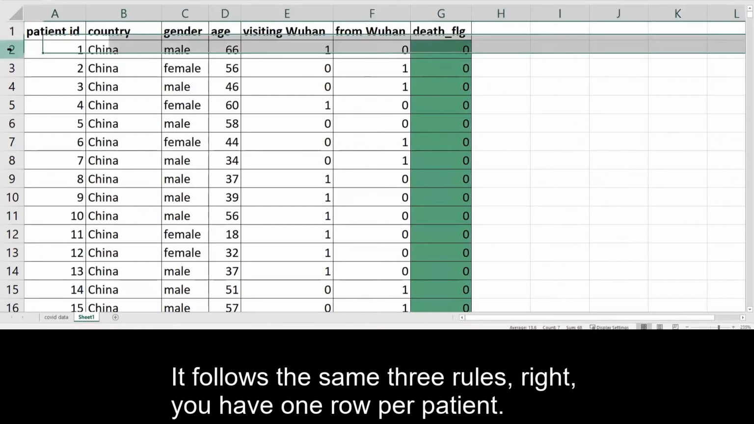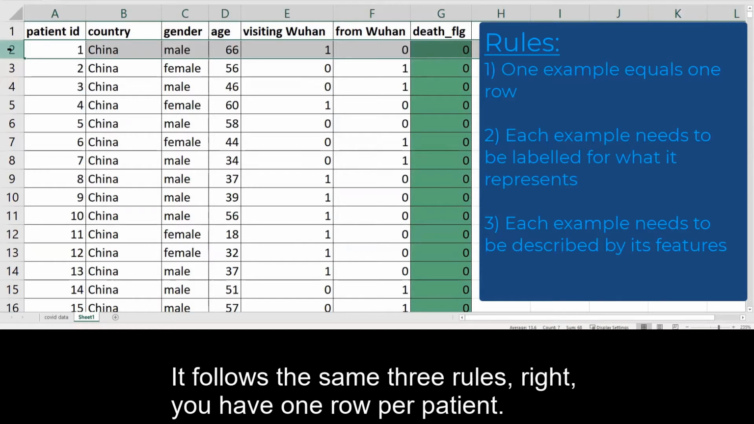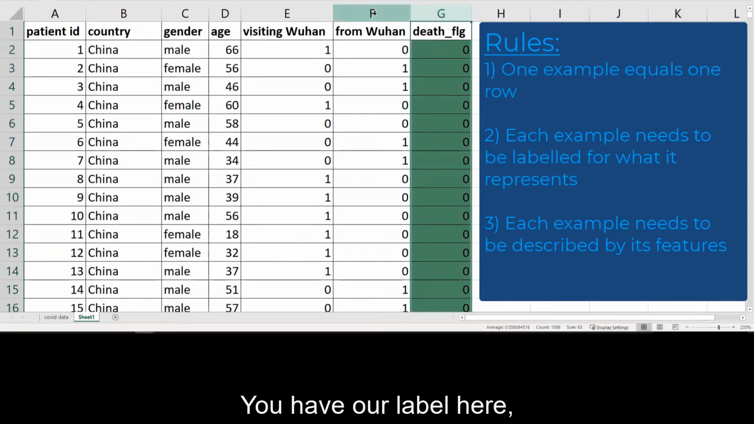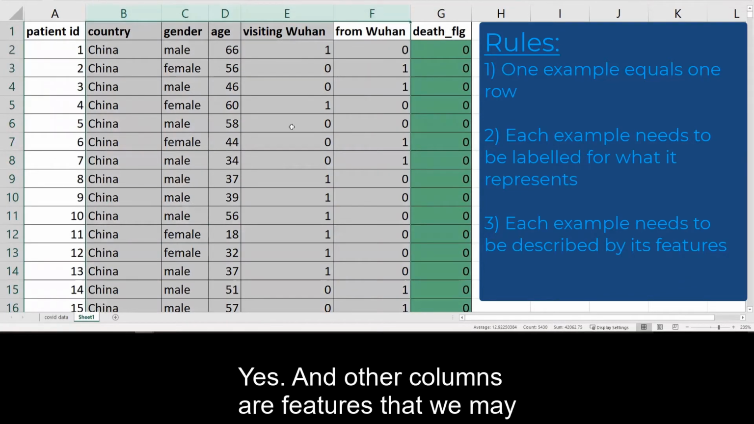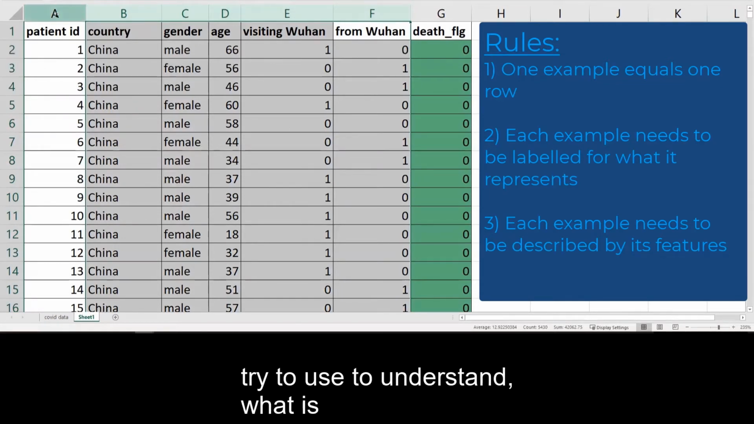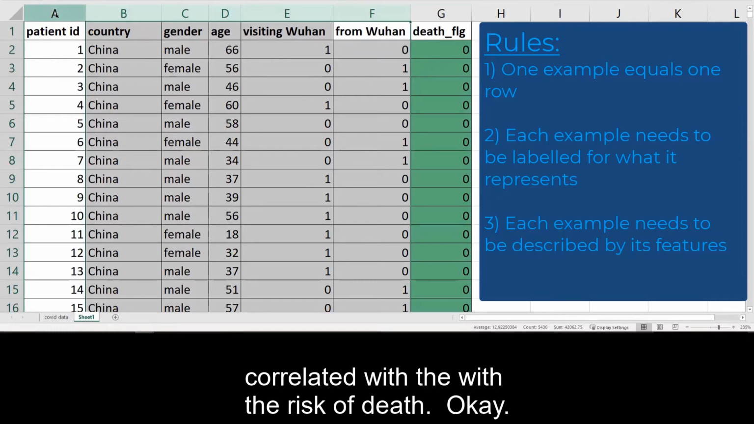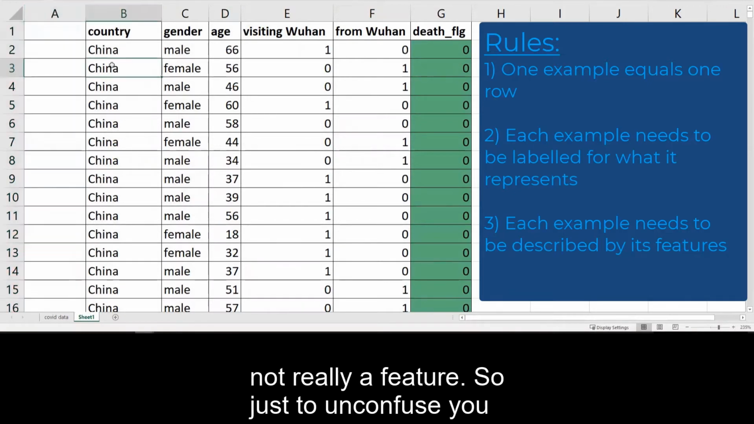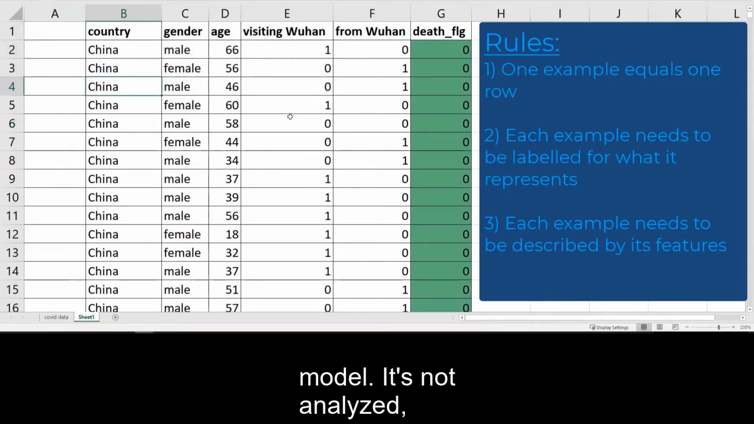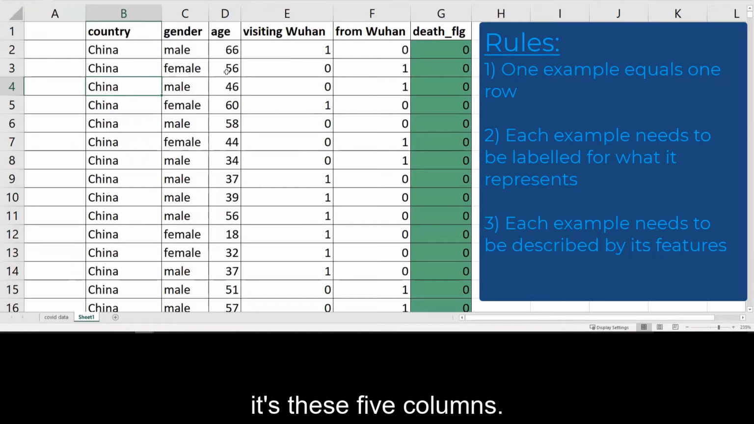It follows the same 3 rules. You have 1 row per patient. You have our label here, that's the flag about death. So in this instance, it's either they lived or they died, the 0 or the 1. And other columns are features that we may try to use to understand what is correlated with the risk of death. There's also patient ID, which is not really a feature. Just to unconfuse you, this doesn't go to the machine learning model. It's not analyzed. It's these 5 columns.